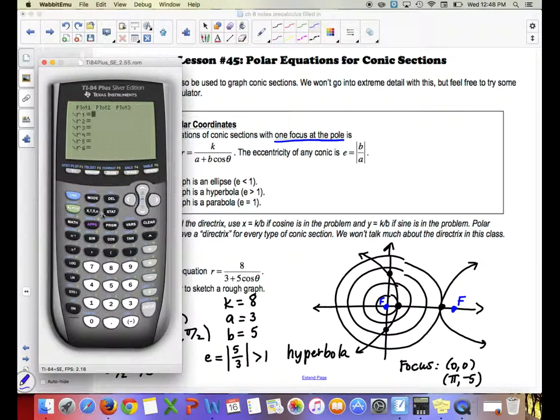All right, so as I'm putting this in, I'm going to have 8 and then divided by, I want to put the whole denominator in parentheses. So I'm going to do 3 plus 5 cosine of theta, and that's all going to be in one big parenthesis. You guys see how I put a little parenthesis there? The theta will automatically put another parenthesis, so you'll need 2 parentheses at the very end. You guys see?